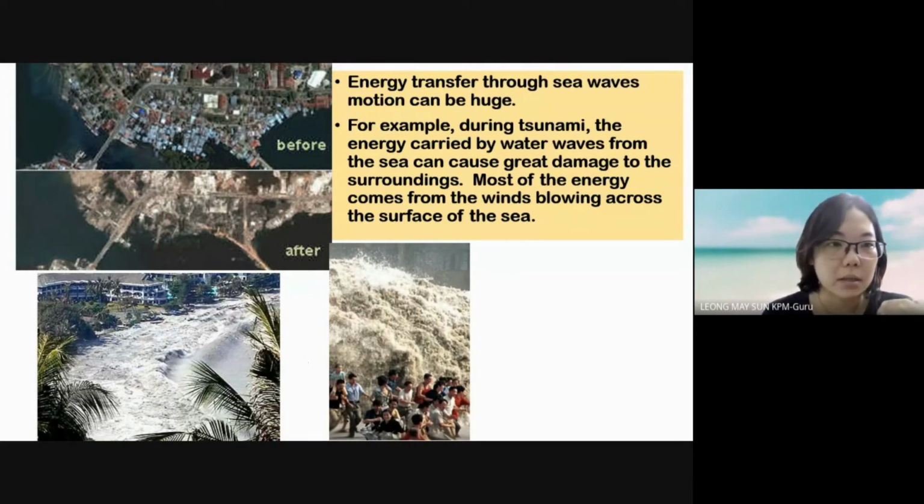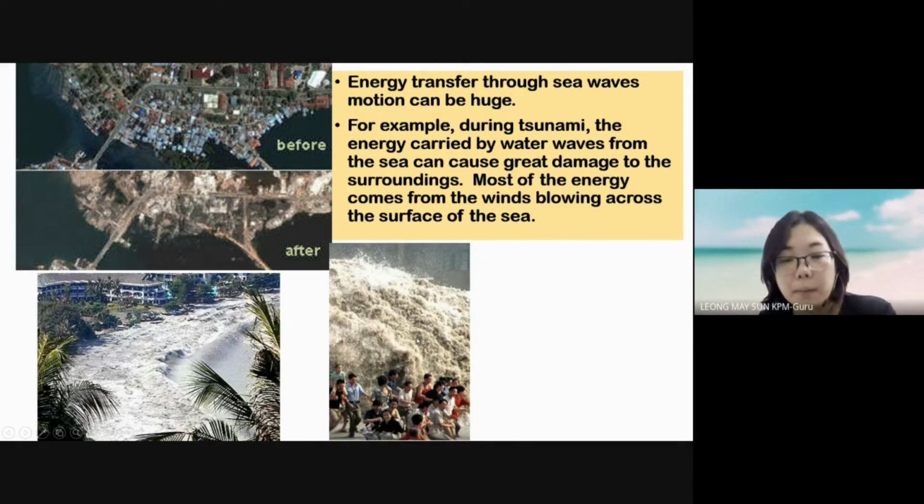As you can see at the top part, the before picture, this is before the tsunami happens. When a tsunami comes, a water wave can wash out all these houses. These houses can only be destroyed because the water wave has a very high energy level. So this proves that energy is transferred in the water wave. During a tsunami, the energy carried by the water wave from the sea can cause great damage to the surroundings. Most of the energy comes from the wind blowing across the surface of the sea, if it's just a normal one.